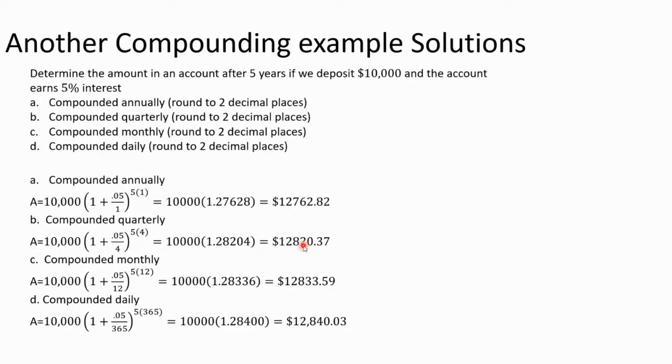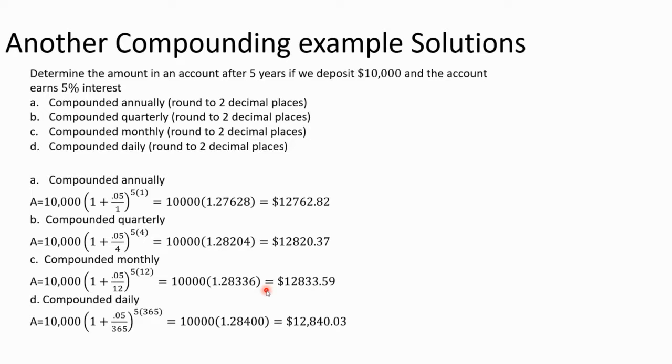So it looks like if we compound it more frequently, we get more money. The amount is going to be higher. Monthly, when N is 12, we get even more money. I mean, it's not much more. Here it looks like it's a little more than $13. And here, daily, once a day, we get this amount. So that's what happens here.